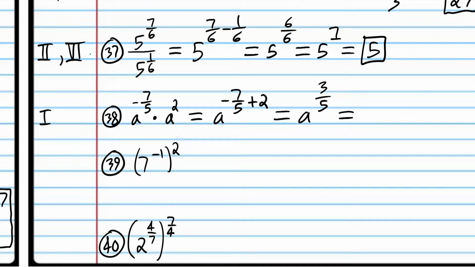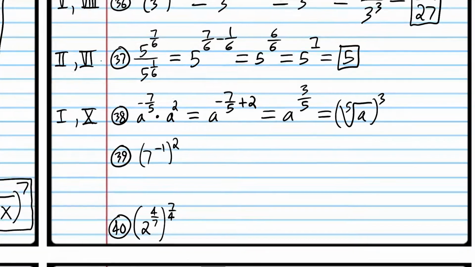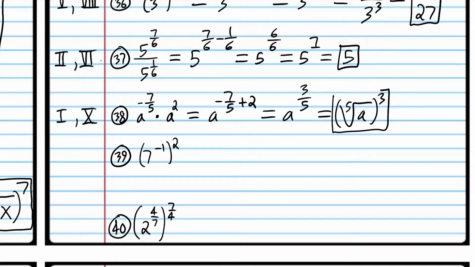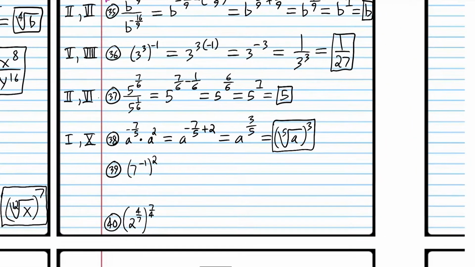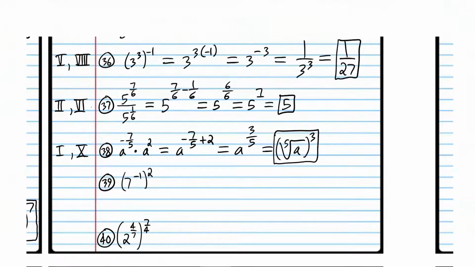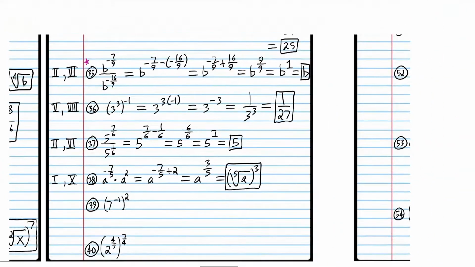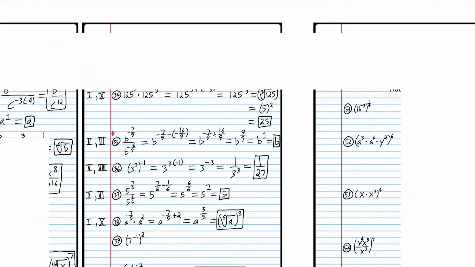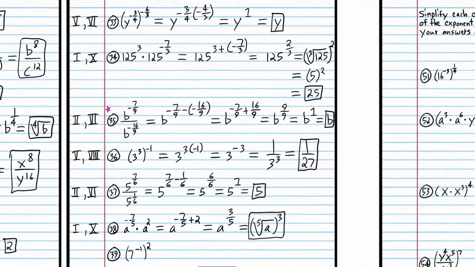Okay, so now let's see here. We need to use rule number 10. And so we get the 5th root of a raised to the 3rd power. And that's the final answer. So if you got that answer, good job. All right, I want you to try number 39. And when you come back, we'll do it together.